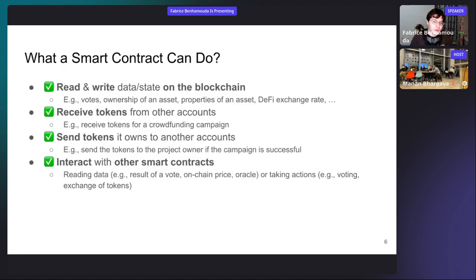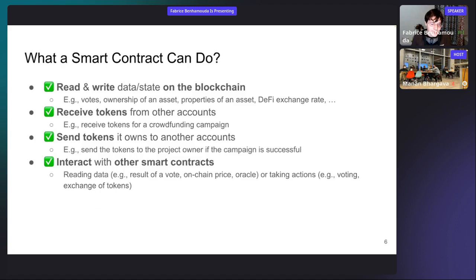A smart contract can also receive tokens from other accounts. So for example, if you do a crowdfunding campaign, what you want is that a user will just send money to the smart contract, and then the smart contract will keep the money until some conditions are satisfied. So a smart contract should be able to receive tokens from anyone. And obviously, if the crowdfunding campaign is successful, the smart contract can also send back the tokens to whoever needs to receive the money. So that's yet another thing that the smart contract can do.